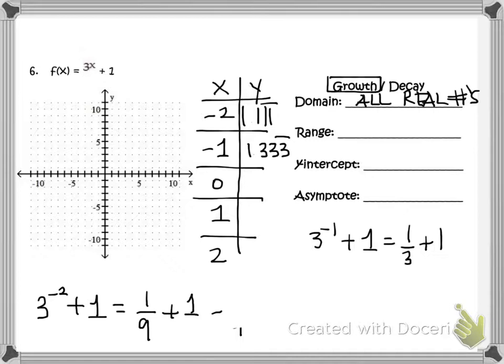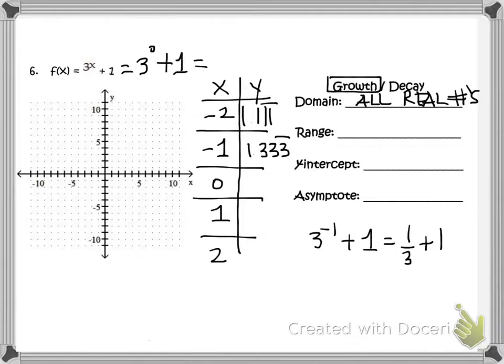If you plug in a 0 here, now watch this, it's got something added to it now. So 3 to the 0 power plus 1. Anything to the 0 power is a 1, so this is going to be 1 plus 1, which is a 2. If you plug in a 1, 3 to the first power is 3 plus 1, which is a 4. And if you plug in a 2, that's 9 plus 1, which is a 10.